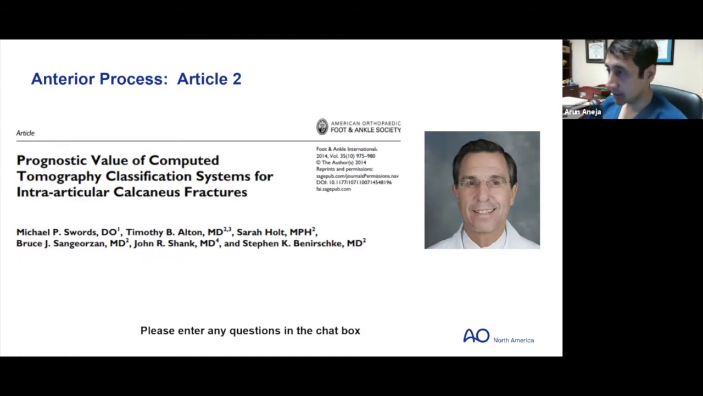With that, we're going to go ahead and go to our second article, which is the prognostic value of computer tomography classification system for intra-articular calcaneus fractures by Dr. Bernishko et al.